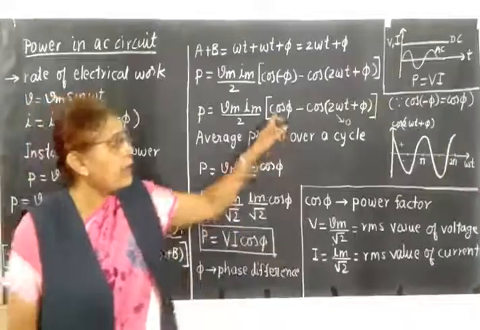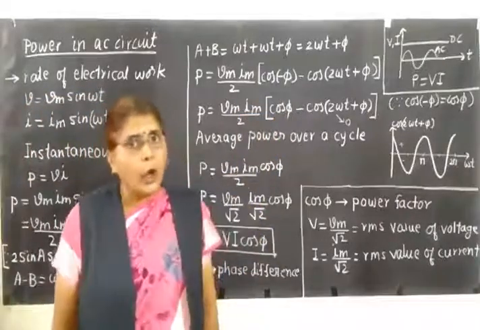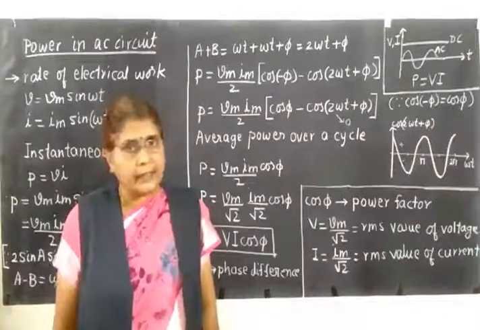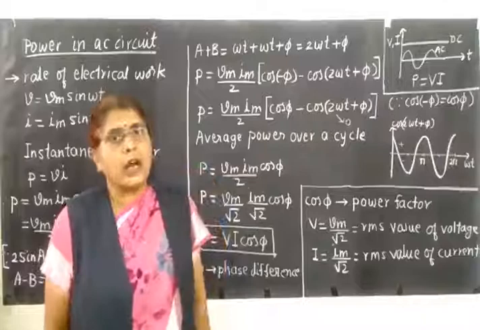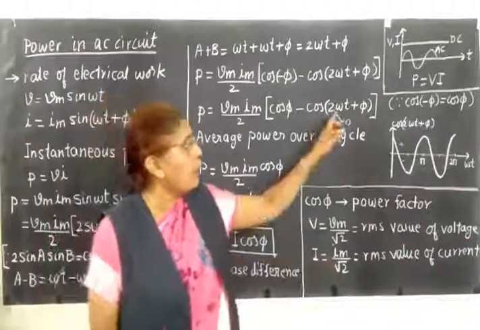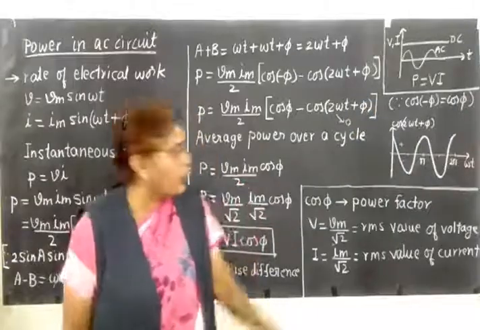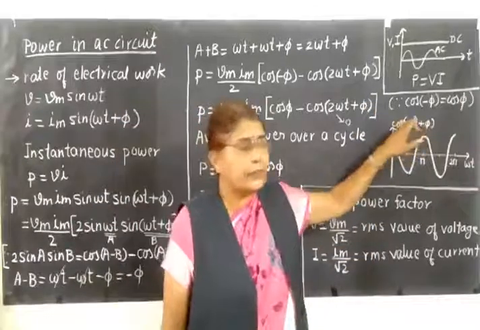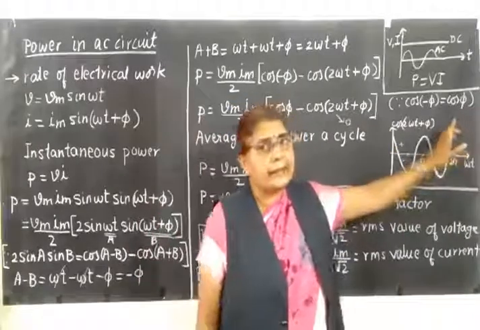Now let us observe the first term. The first term is cos phi. The phase difference phi also remains constant in a complete cycle, so there is no change in this term. Now what about the second term, cos of 2 omega t plus phi? If you plot a graph of cos of 2 omega t plus phi against omega t for one complete cycle, the graph is like this.